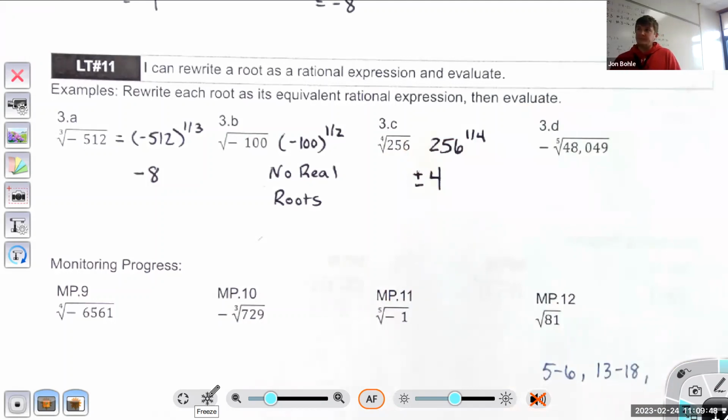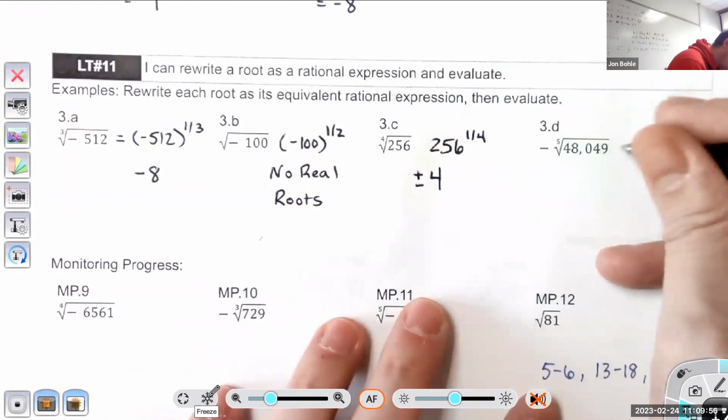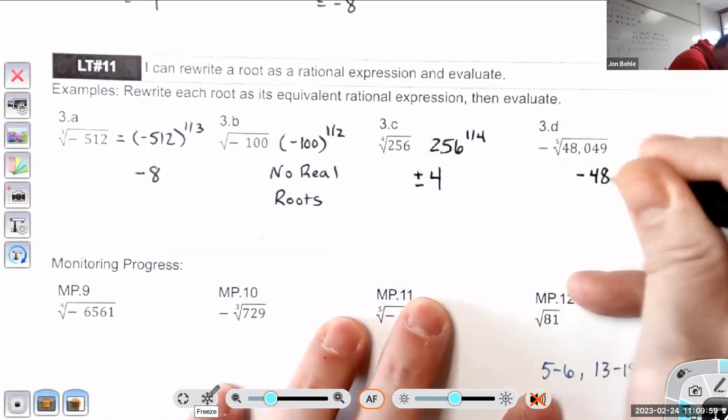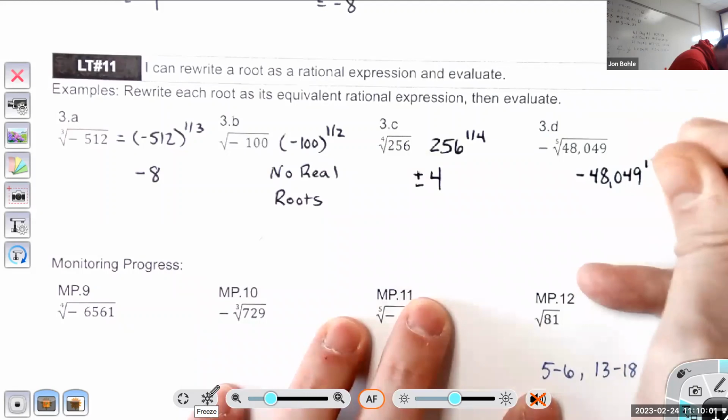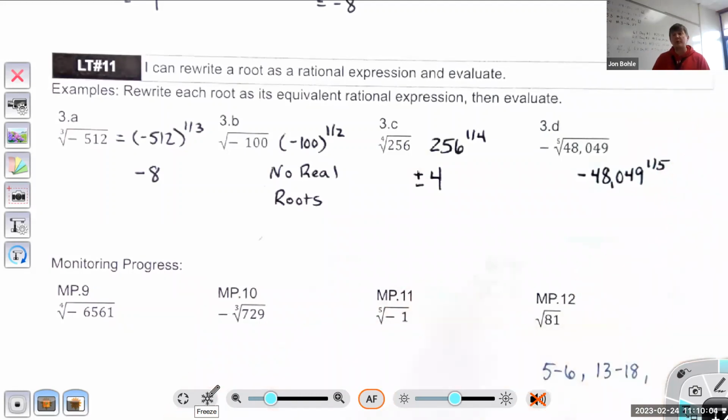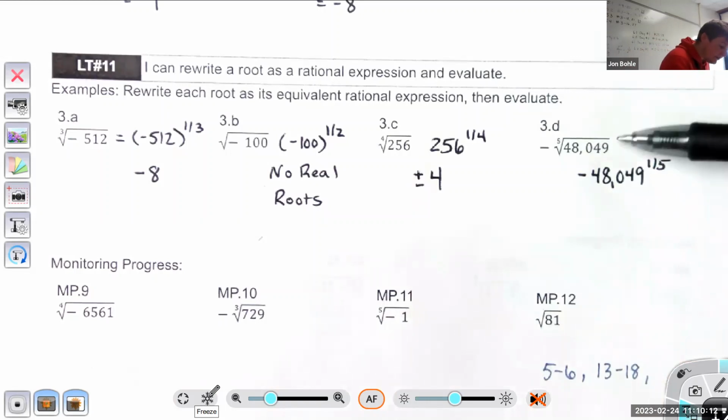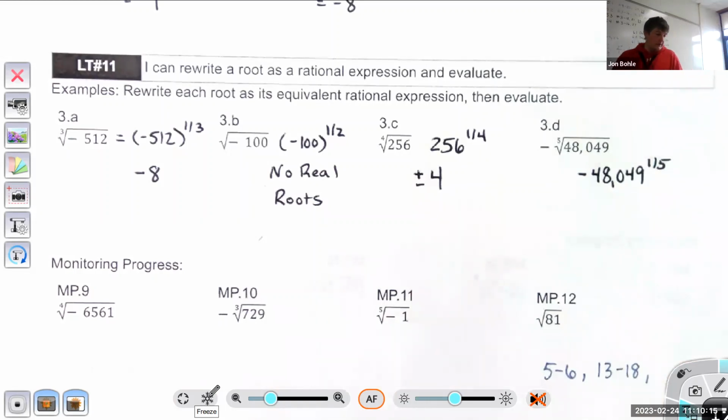Okay, what about 3d? This is good. This one would come without parentheses because the negative sign is outside of the radical symbol. This is a radical symbol also, and then to the 1/5 power, because the 5th root and the 1/5 power are the same thing. Then all I have to do is determine what that number is. 4849, 48,049 to the 1/5.